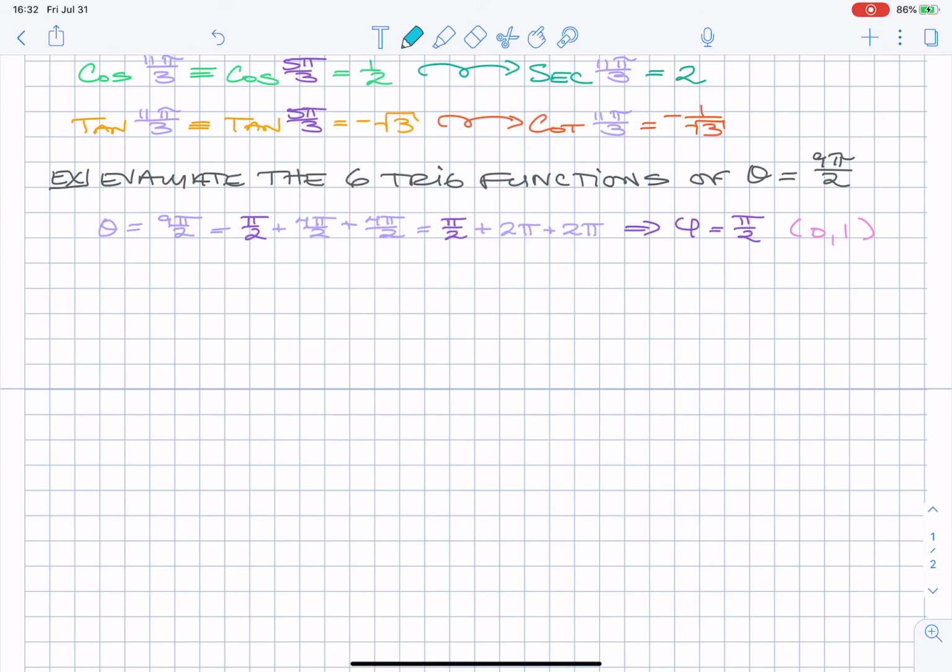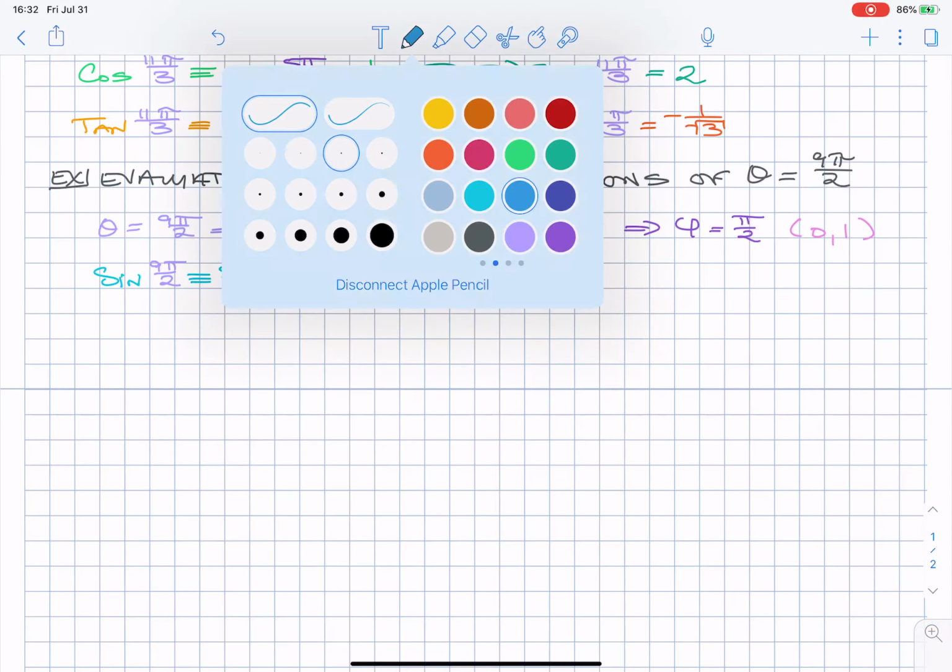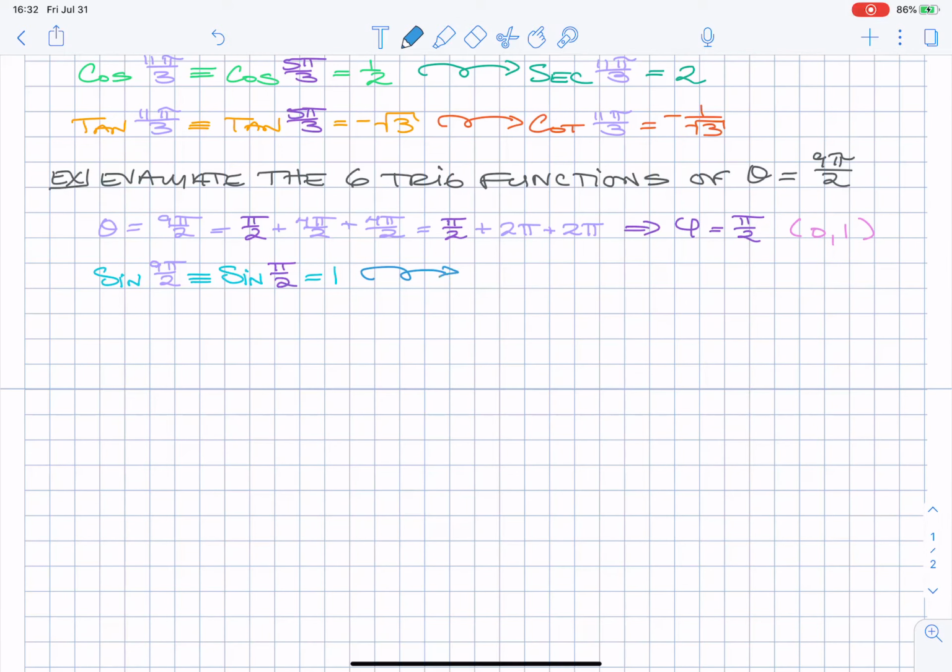Okay, let's see. So sine of 9 pi over 2 is going to be equivalent to sine of pi over 2. And that is just the y-coordinate. So that's 1. So the reciprocal to sine, which is cosecant of 9 pi over 2, I just flip 1 upside down, so I get 1.